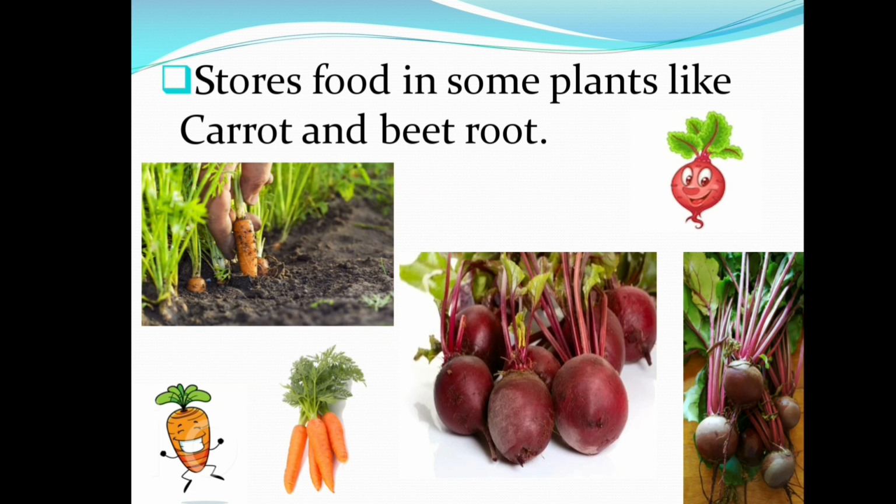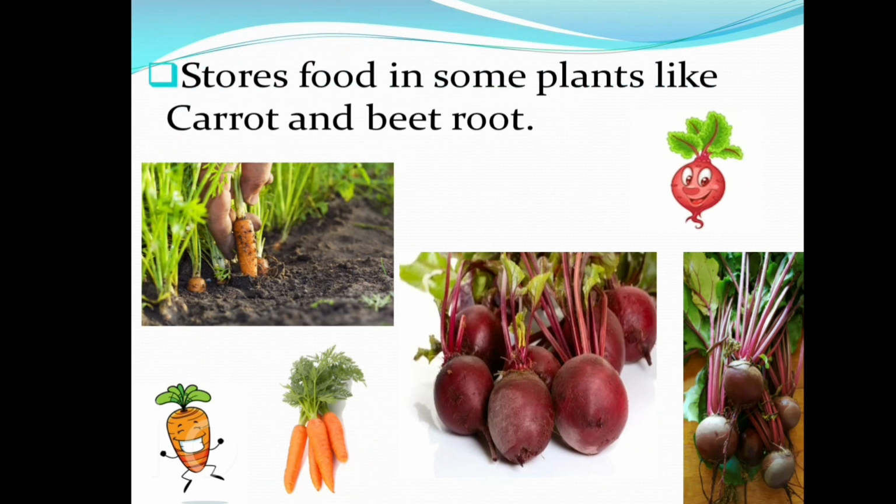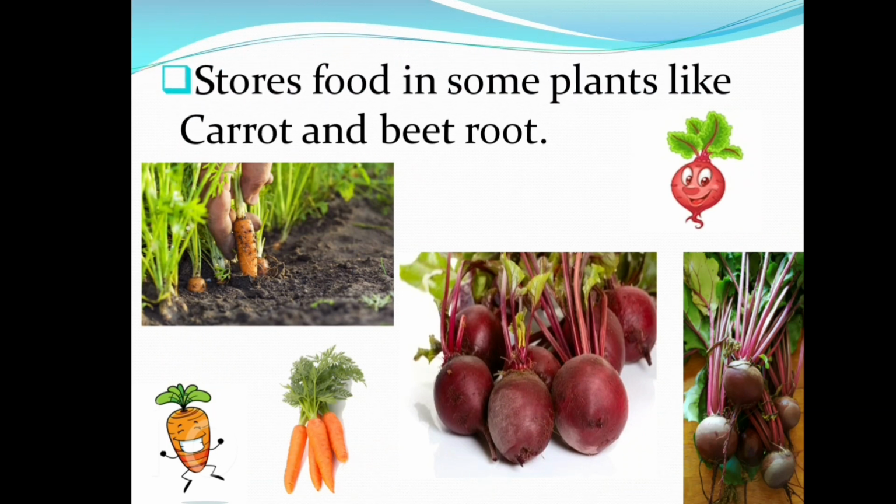Stores food in some plants like carrot and beetroot. So the root stores food in some plants like carrot and beetroot. So what are the three functions? The first one, it fixes the plant to the soil, the second one, it absorbs water and minerals from the soil, and the third one, it stores food in some plants like carrot and beetroot.